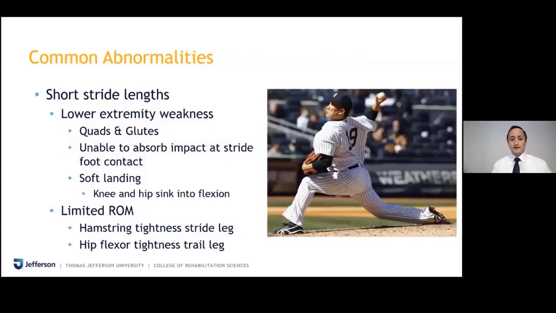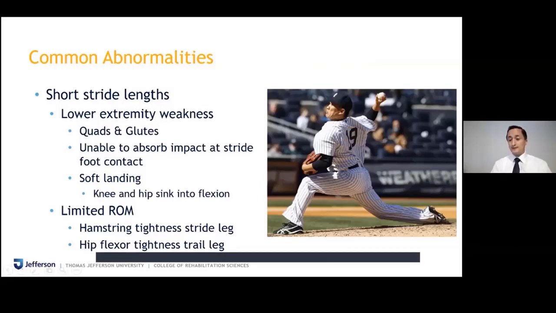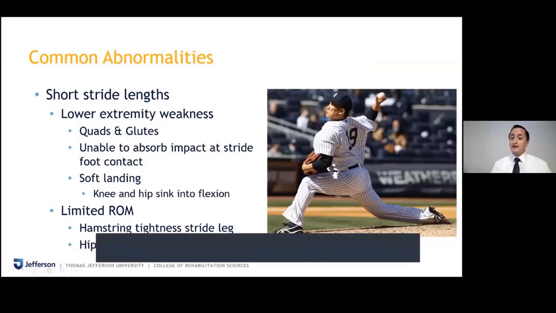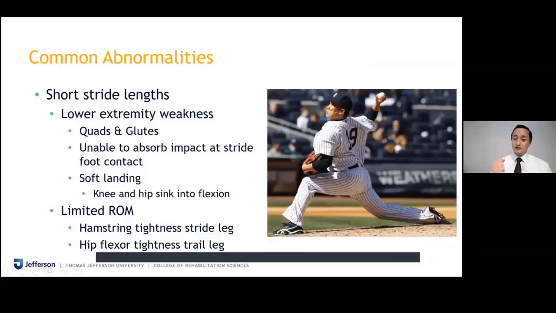So the common abnormality really is just a short stride. But why? What's the underlying reason they are striding short? I think it's one of two things. It could be lower extremity weakness, like what we said before, and that could be from the glutes or the quads. Really it's in that stride foot contact, not the push-off leg, the stride foot leg. When that foot contacts, it's a huge impact force.